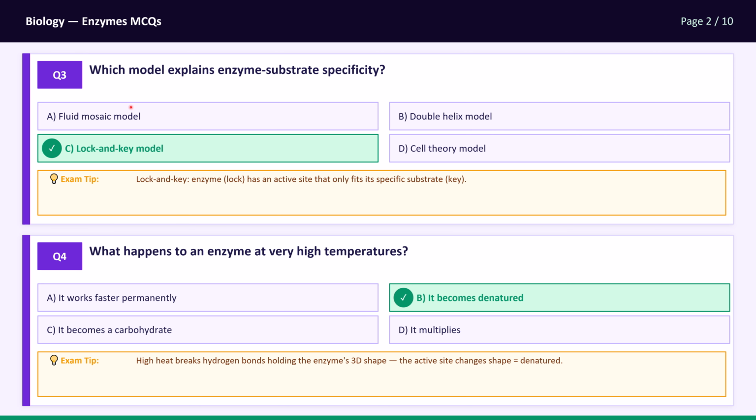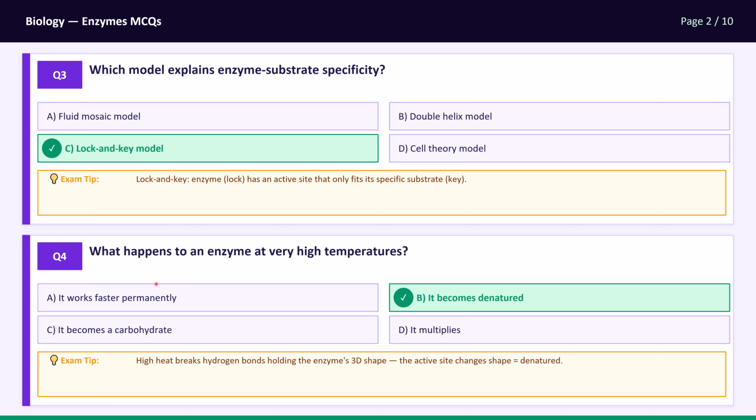Question 3. Which model explains enzyme substrate specificity? Option A, fluid mosaic model. Option B, double helix model. Option C, lock and key model. Option D, cell theory model. And the correct option is option C, lock and key model. Exam tip: lock and key enzymes. Lock has an active site that only fits its specific substrate key.